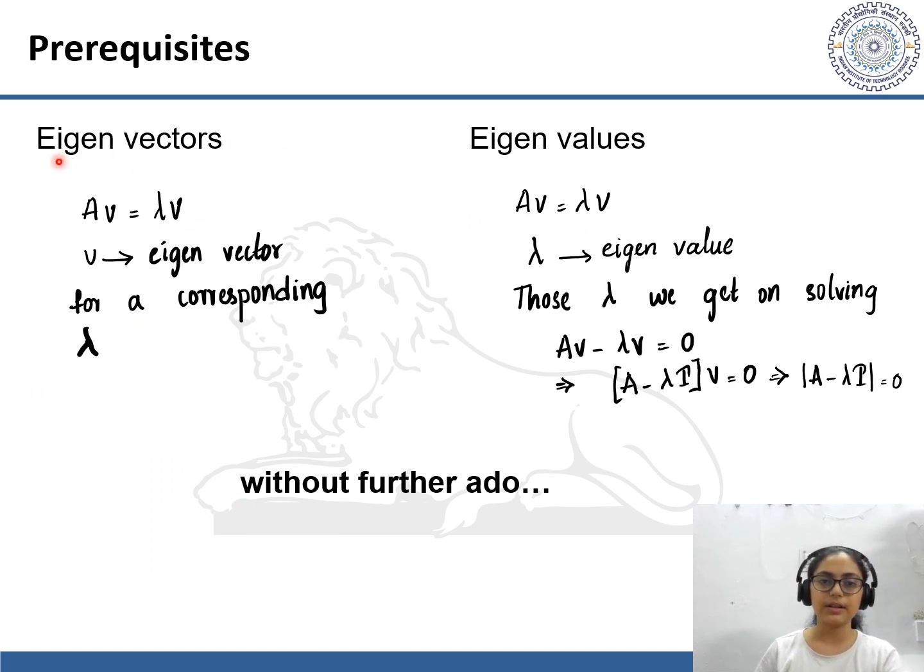And then eigenvectors. Let's say for an operator A, there exists a vector V such that when A operates on V, A just scales V by a factor of lambda. That is, it's not changing the direction of V. So then we could say that V is an eigenvector for a corresponding lambda. And then eigenvalue: for an eigenvector V of A, when A operates on V, it just scales V by a factor of lambda. So this lambda is called the eigenvalue. We can get lambda from solving this equation, that is det of A minus lambda I is equal to 0.